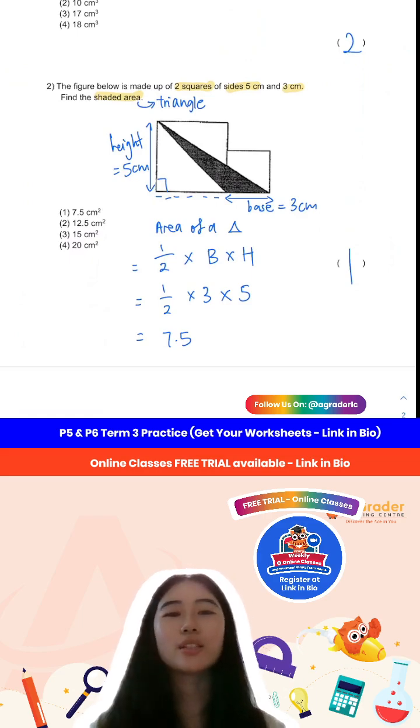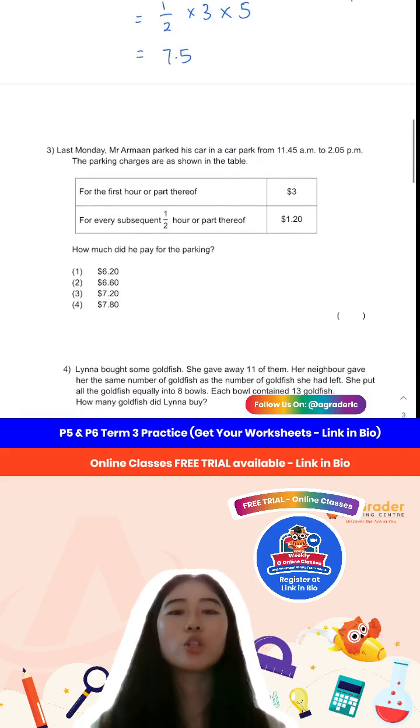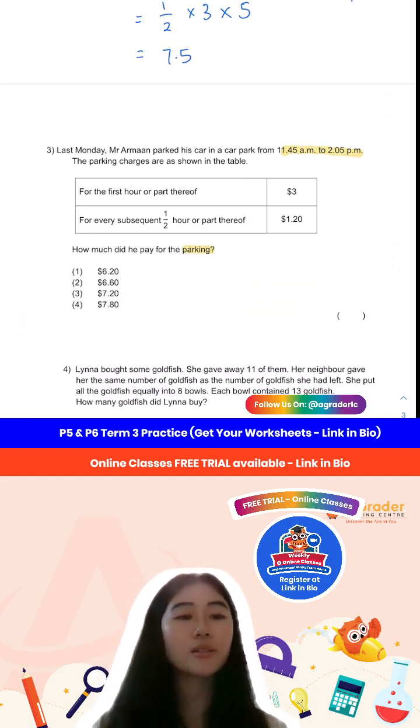Okay, so let's move on. Next question. I'm going to scroll, okay? Next one, we have a question on the topic of rate. So, last Monday, Mr. Arman parked his car in a car park from 11:45 a.m. to 2:05 p.m. The parking charges are as shown in this table. Okay, so how much did he pay for the parking? So please try this question and then let me know your answers.